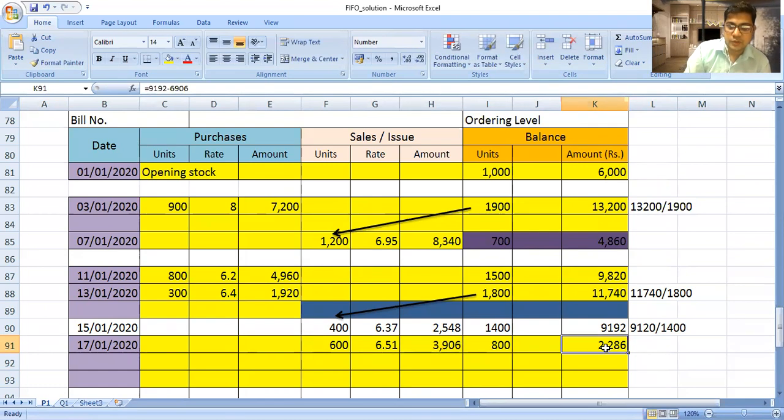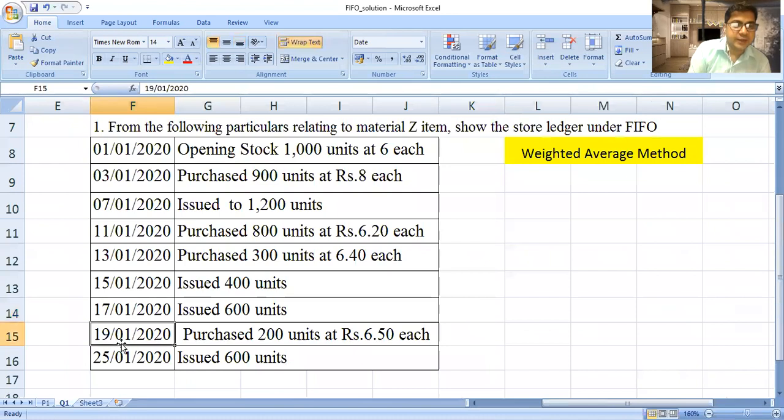Now you have to find out the balance. The previous value was 9192 minus 3906. The remaining value, 5286, is the value in rupees, and we still have 800 units. After recording this 17th January transaction, now on 19th January they again purchased 200 units at rupees 6.50.